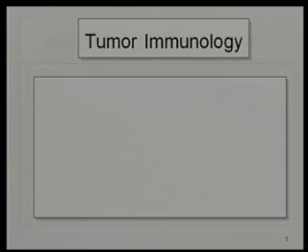There has been a lot of investigation to study the role of the immune system in the development and progression of tumors. As a matter of fact, those are the studies, late 19th century and early 20th century studies, that led to the discovery of MHC in animals first and then humans later on.